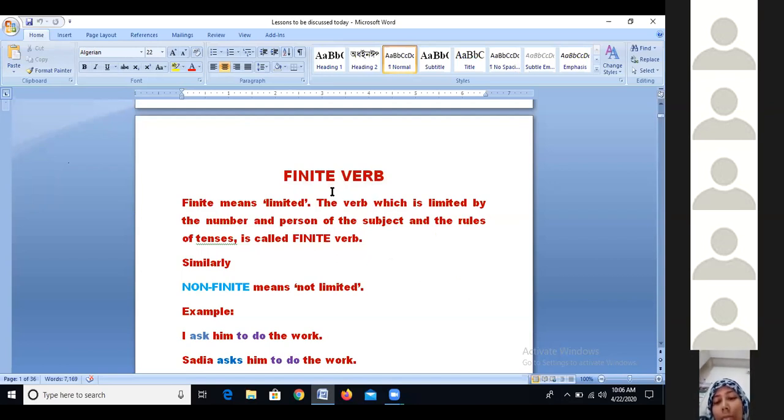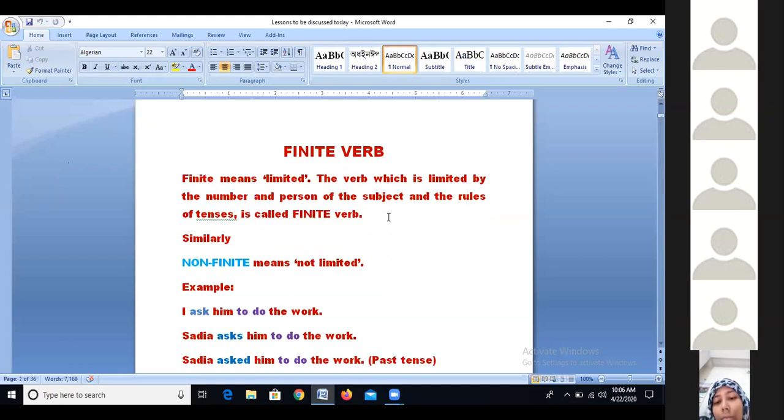Now, please look at the screen. Finite verb. What is a finite verb? Actually, in Bangla, we call it Samapika Kriya. But in English, we call it limited. Limited means Shimabadha. So the verb which is limited. Limited by what? Limited by the number and person of the subject and the rules of tenses.